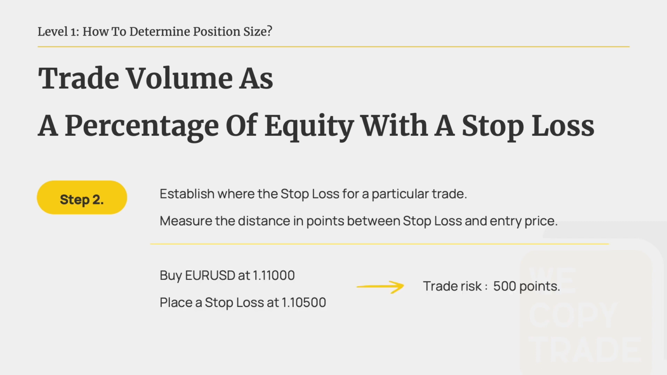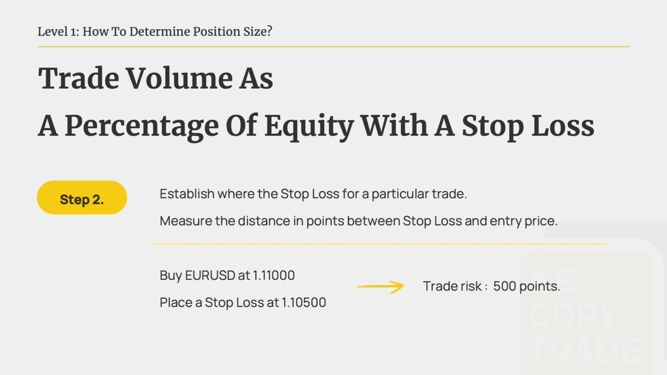Step 2. Establish where the stop loss should be for a particular trade. Then, measure the distance in points between it and your entry place. This is how many points you have at risk. Based on this information and the account risk limit from Step 1, calculate the ideal position size.